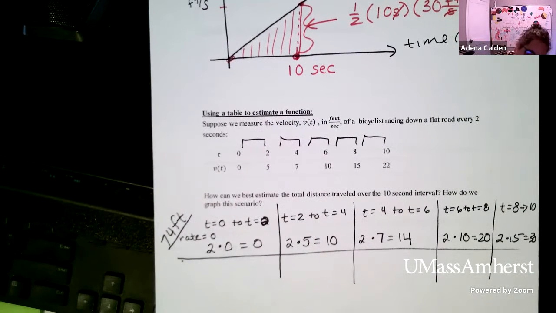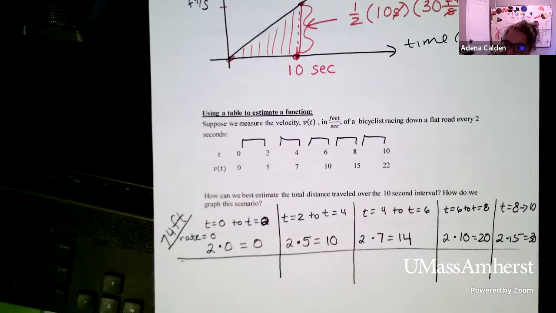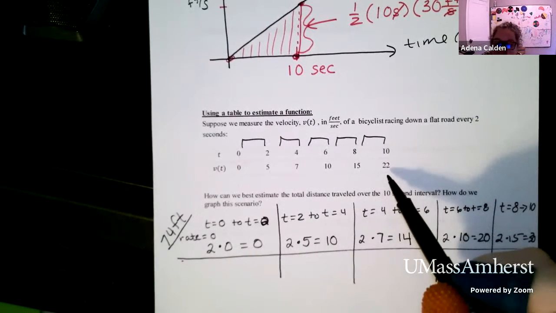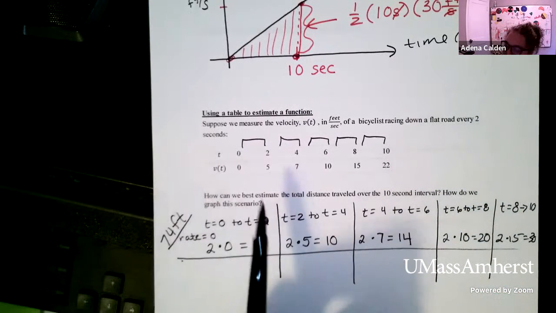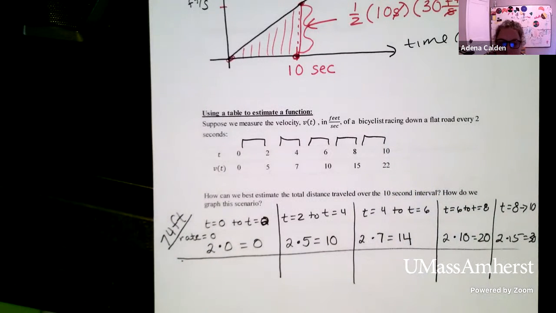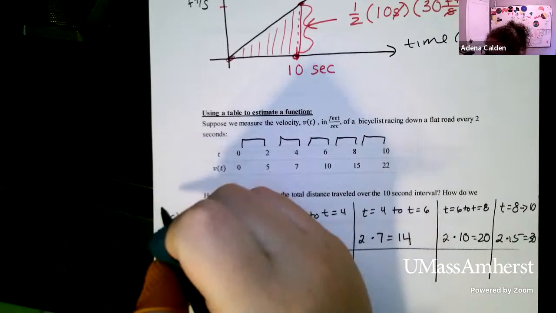Now, if you were the person who was on the bike and you were going to win a whole lot of money if you traveled the farthest, you would be very unhappy with how I chose to do this, because I want you to notice that in the way I set this up, I didn't even use your best time. I didn't use the 22, right? Instead, I used 0, 5, 7, 10, and 15, but I didn't use the 22. And so what I did here is what's called a left hand estimation or a left hand approximation, okay?